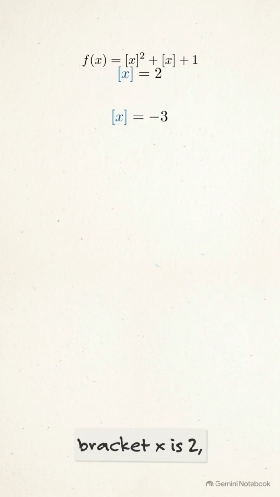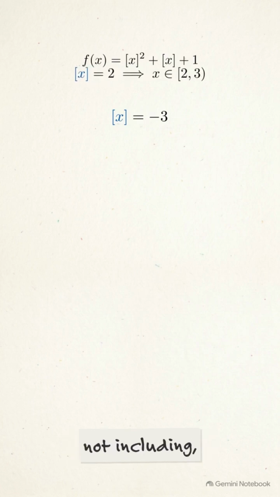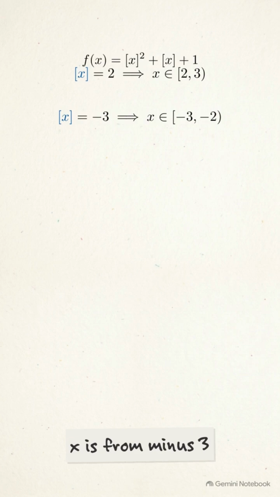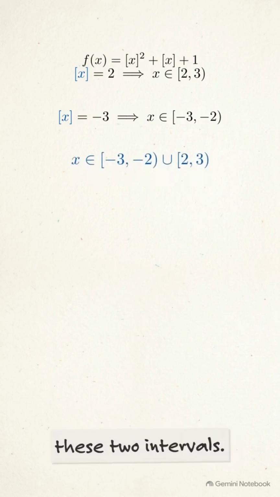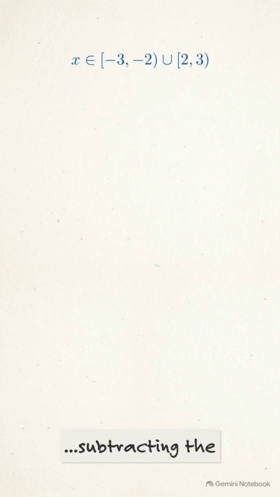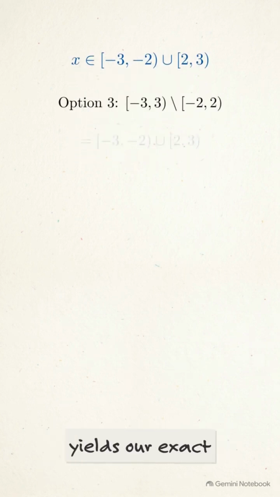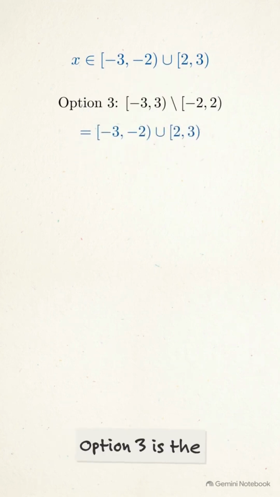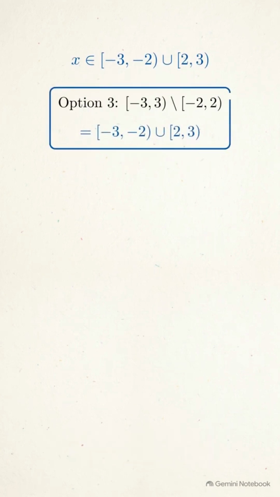If bracket x is 2, x is from 2 up to, not including 3. If bracket x is minus 3, x is from minus 3 up to minus 2. Our complete solution perfectly combines these two intervals. Now evaluating option 3 from the original question, subtracting the inner interval yields our exact combined roots. Therefore option 3 is the definitively correct answer.